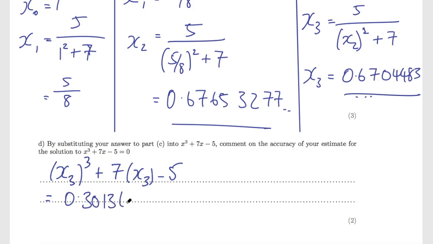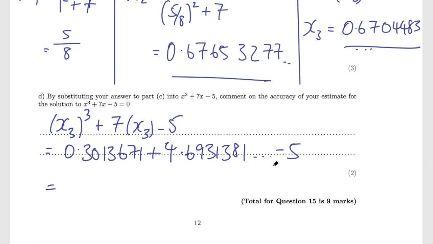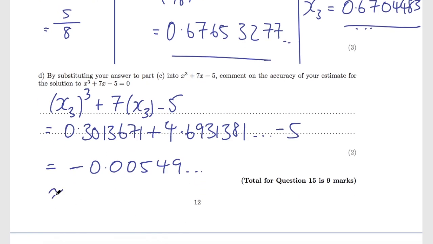0.301367. So I've taken that number, I've cubed it, and that's what I get. Plus 7 times this number gives me 4.693138 minus 5. And if I do that calculation, that's basically, this is almost 5. 0.3 plus 4.69 is almost very close to 5. But if I do that calculation, I get minus 0.00549, and that goes on, which is approximately 0.